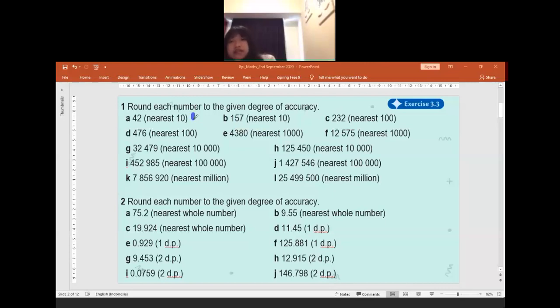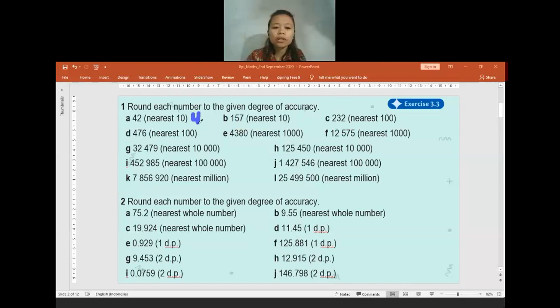Is there anyone who is confused? Why is it 40? Because it is to the nearest 10, so we need to find the digit in the 10 place. The digit in the 10 place is 4. After 4 is the number 2. If the next number, to the right of that digit, is less than 5, it means the digit that we pick will remain the same. So it will be 40.